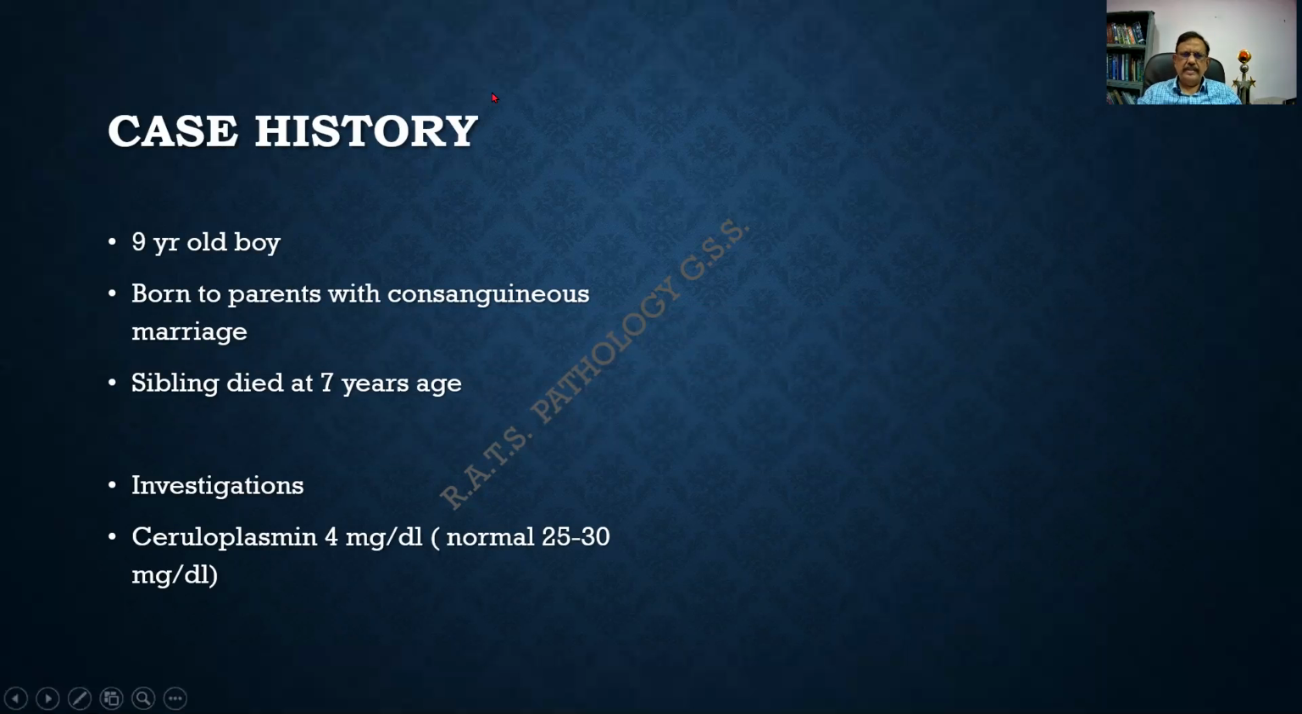Let us start with the case history. A 9-year-old boy born to parents with a consanguineous marriage. The sibling died at the age of 7 years. And the investigations are ceruloplasmin is 4 milligrams per deciliter, normal is about 25 to 30 milligrams per deciliter. So what is your diagnosis?